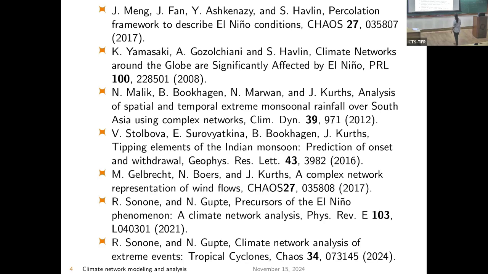These are certain papers which have implemented it. You can see the Havlin group, and Elena's group is there, and our two papers are also there, which talk about the monsoon. Then there is Hood's paper, which talks about the representation of wind flows, and we talk about El Nino and tropical cyclones.